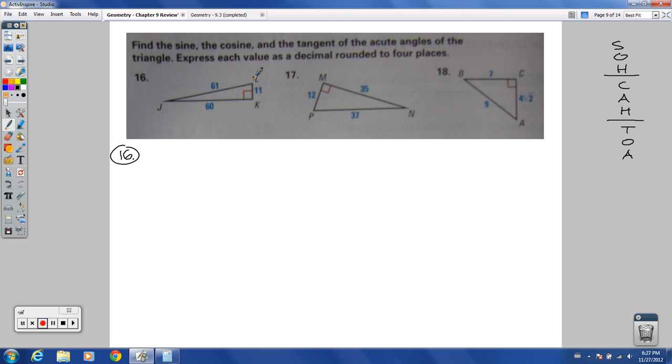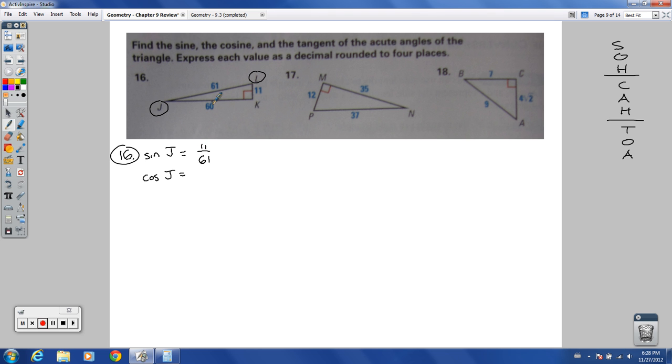So the acute angles in this one would be L and J. K is the right angle. We're finding the sine, cosine, and tangent of L and J. Why don't I start with J, because that comes first in the alphabet, just to do it that way there. So we have the sine of J. Sine is opposite over hypotenuse. So we have the opposite of J is 11. Hypotenuse across from the right angle is 61. So 11 over 61.